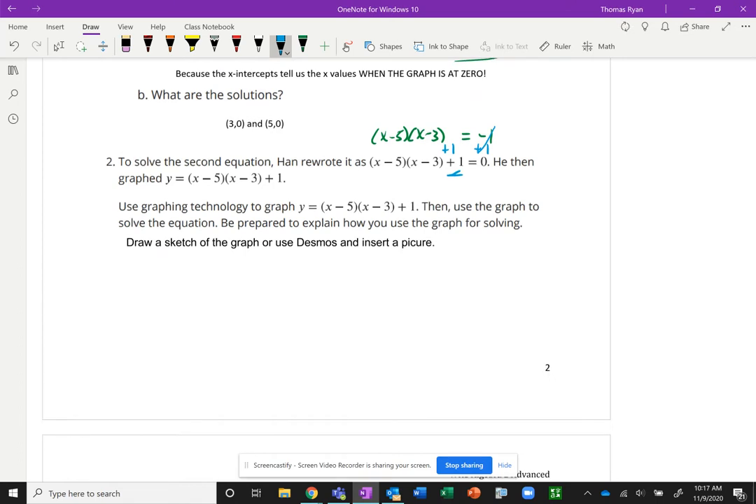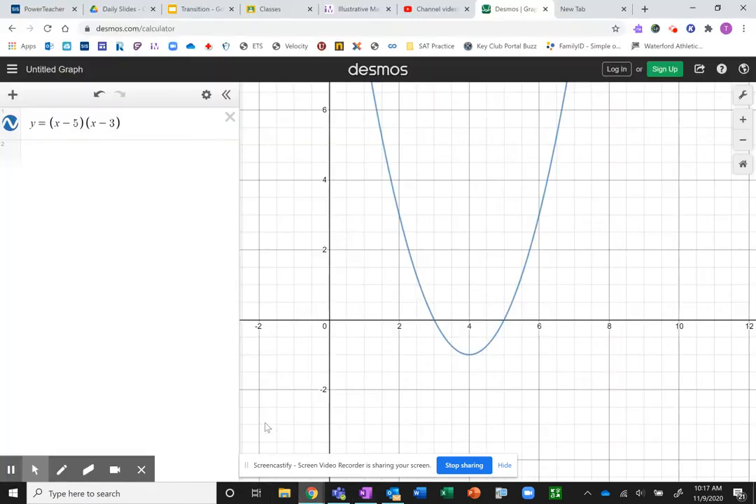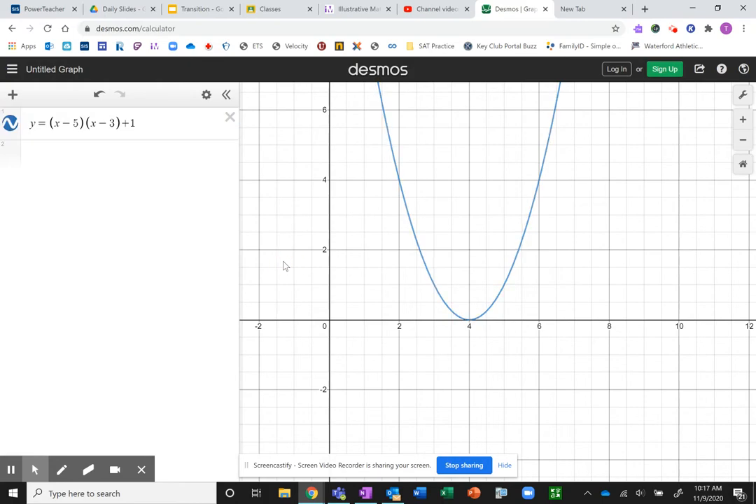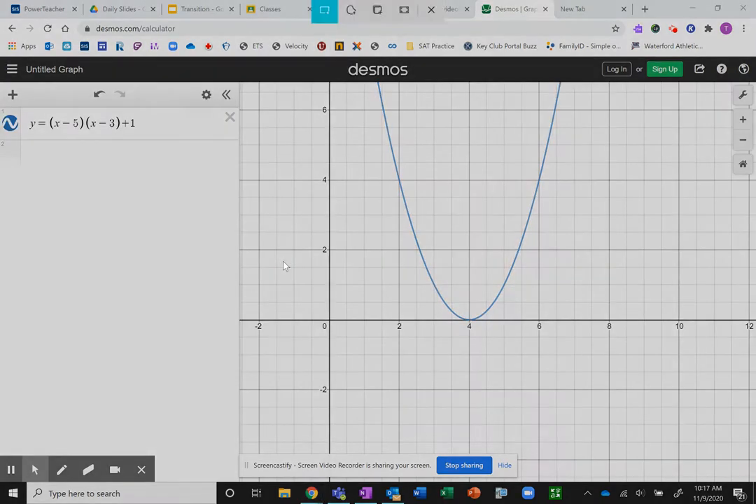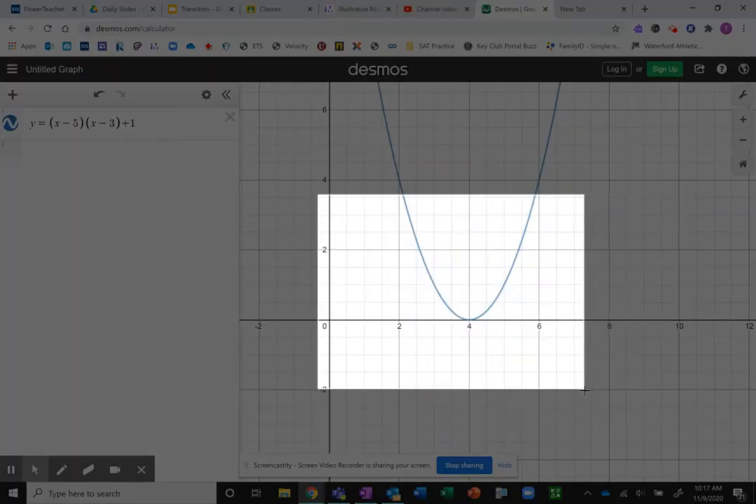So then he graphed this equation. Han likes getting things equal to 0. And hopefully we're starting to recognize that 0 is really helpful, and we'll see why that is. So let's go back to Desmos and we're going to plop a +1. And let's see what changes here.